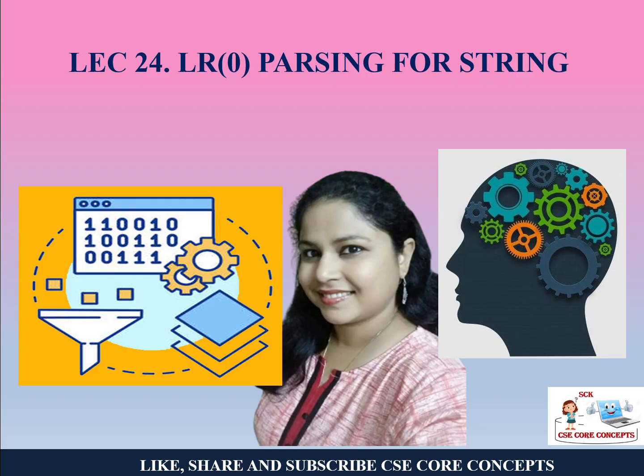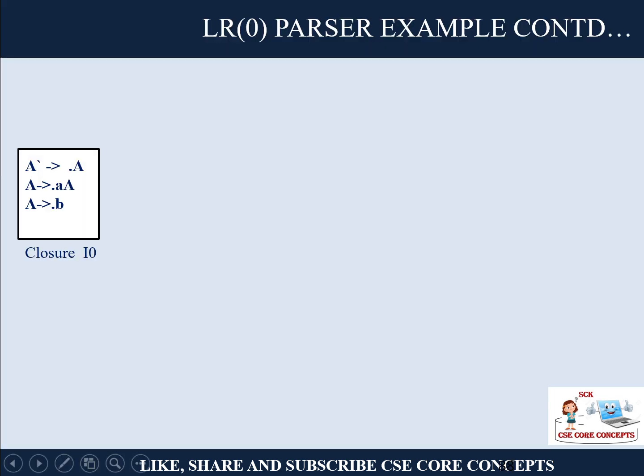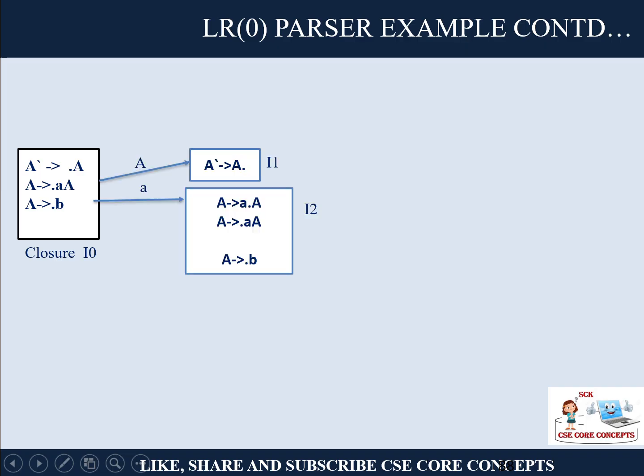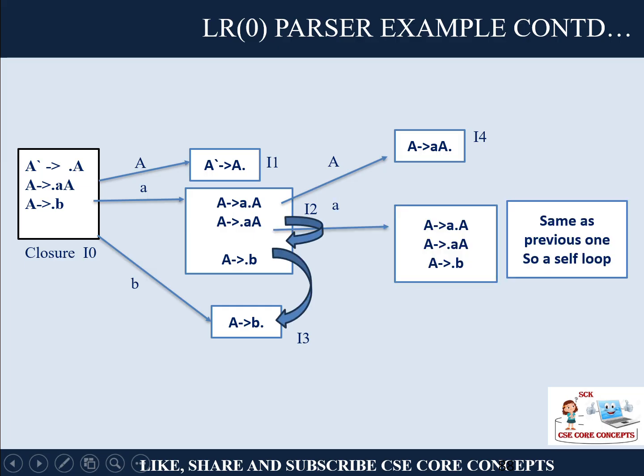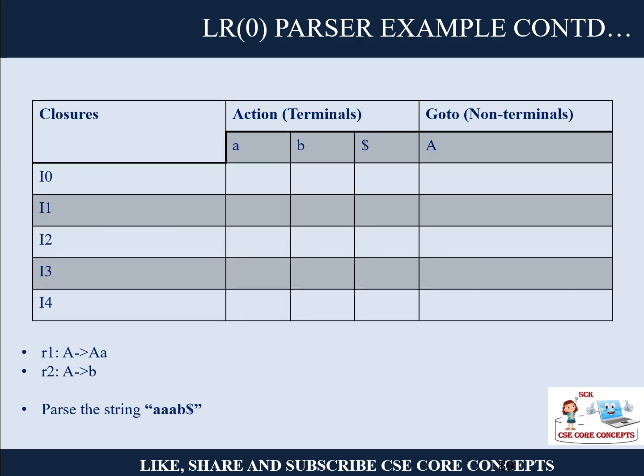My previous video was very interesting, where we were doing LR0 parsing. We wanted to parse a string using the given grammar. So let us just brush up on it. If you remember, this was our grammar which we converted into an augmented grammar, and the closures which we got were our 5 closures, that is I0, I1, I2, I3, I4.